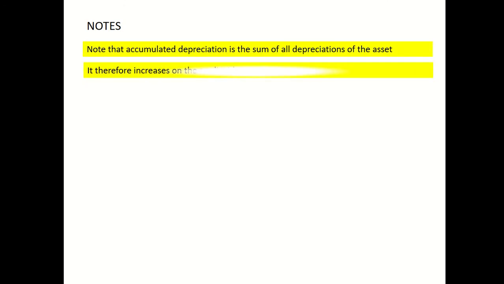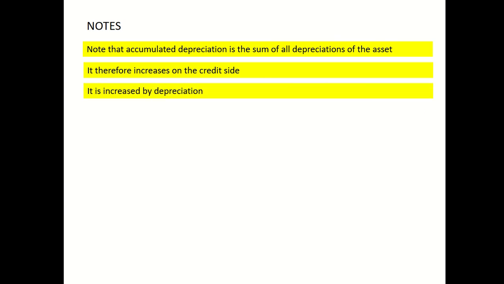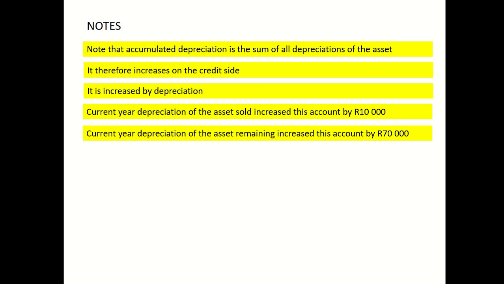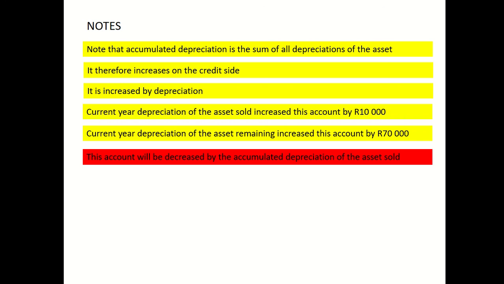Note that accumulated depreciation is the sum of all depreciation. It therefore increases on the credit side. It is increased by depreciation, and it is decreased by the accumulated depreciation of the asset we sold. Current year depreciation of the asset sold increased this amount by 10,000, and current year depreciation of the remaining asset increased this amount by 70,000. The reason why I'm highlighting these ones in red is because they are reducing your accumulated depreciation. And the only thing that will decrease your accumulated depreciation is the accumulated depreciation of the asset we sold.